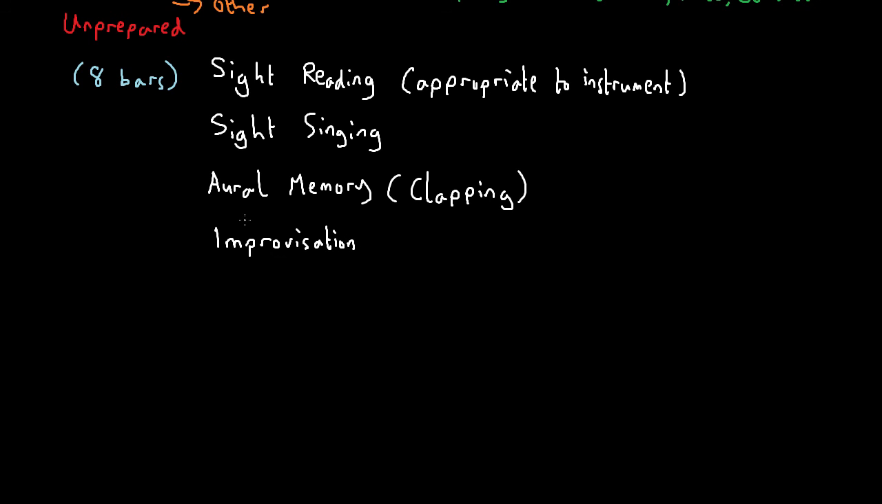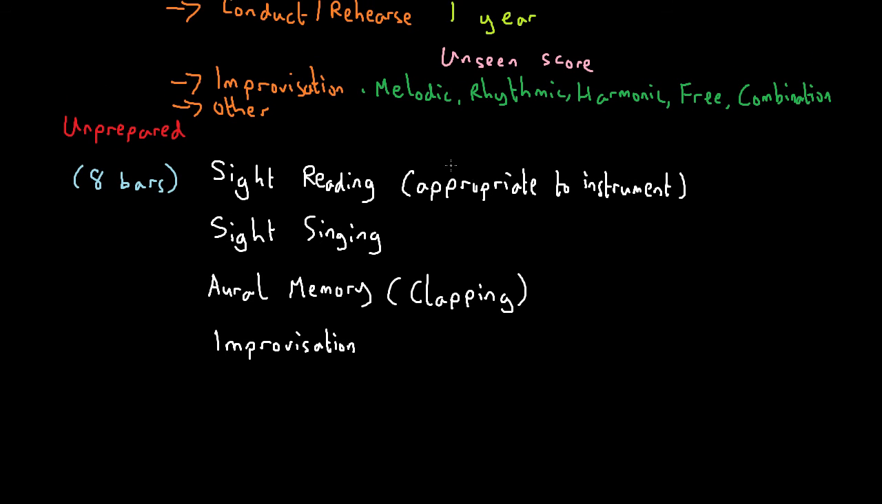Improvisation then, if you do improvisation as your unprepared question, it's essentially the same as the improvisation in the prepared one. So you can do, if we scroll back up here, melodic improvisation, rhythmic, harmonic, free, or any combination of those. That's the improvisation section, and you can do it as part of the unprepared part of your exam.